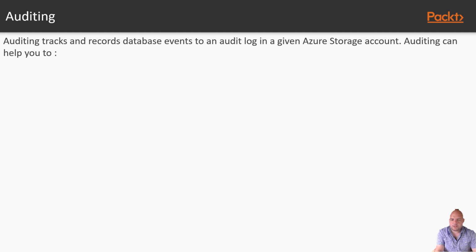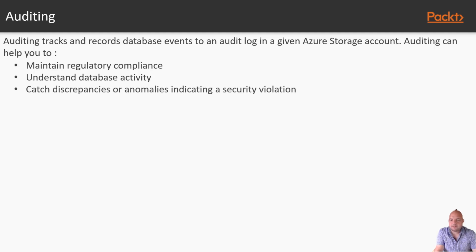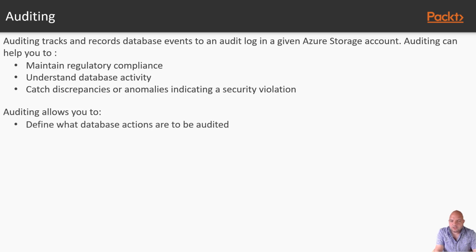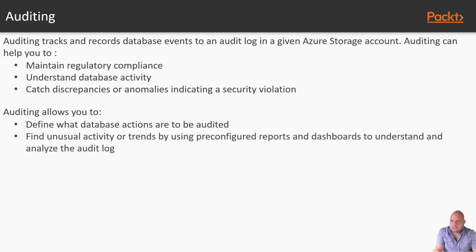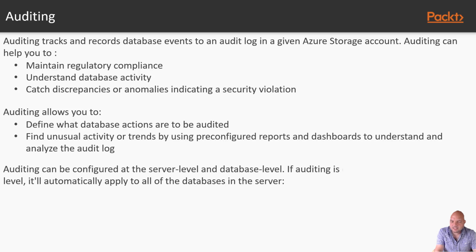Auditing can help us maintain any regulatory compliance that we need, understand database activity, what's going on in our databases, and catch discrepancies or anomalies that could indicate a security violation. Auditing allows you to define what database actions are to be audited. You can use it to find unusual activity or trends by using pre-configured reports and dashboards to understand and analyze the audit log.